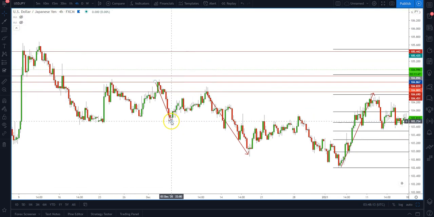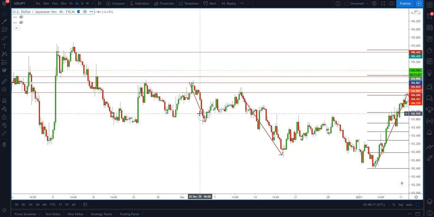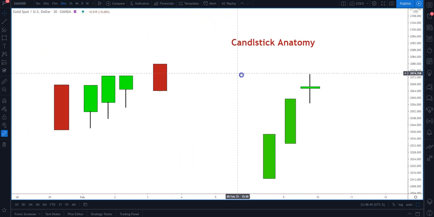So next video, this one was just a brief introduction to candlestick anatomy, so you can actually understand what candlesticks are. They're not just chalk on the chart. They actually represent something, right?